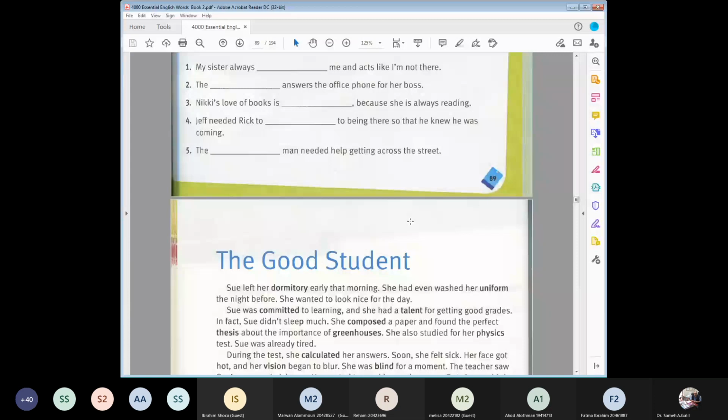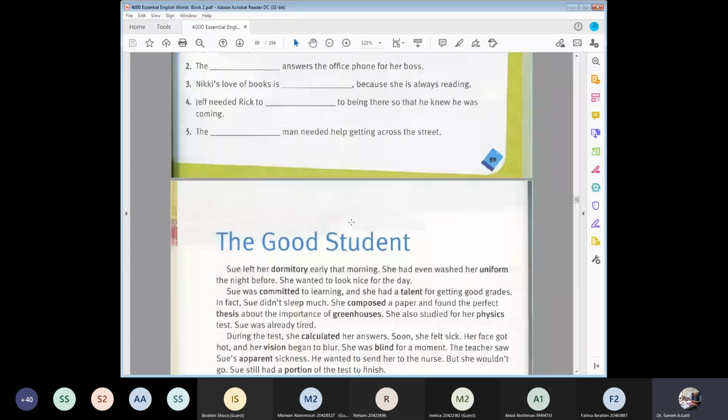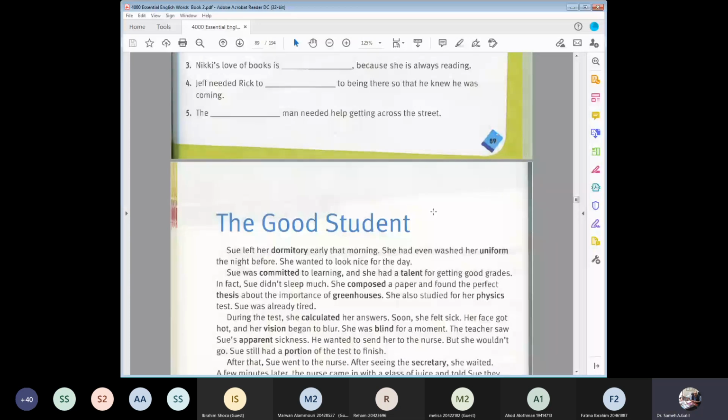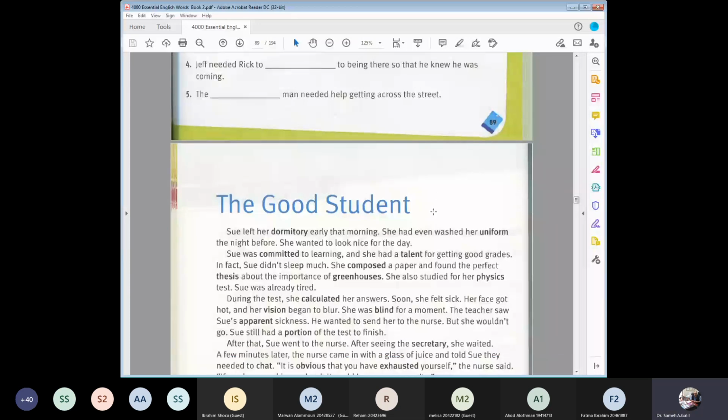Number 4. Commit. Yeah, Jeff needed Drake to commit, to promise to being there so that he knew he was coming. So the word commit means you make a commitment, you make a pledge or a promise. Okay, 5. The blind man needed help getting across the street.